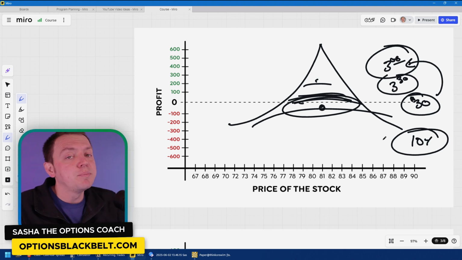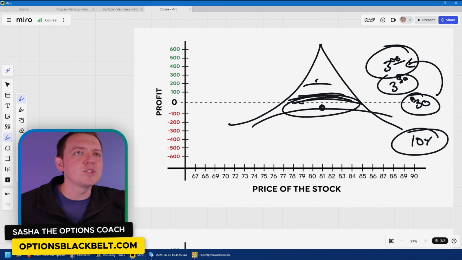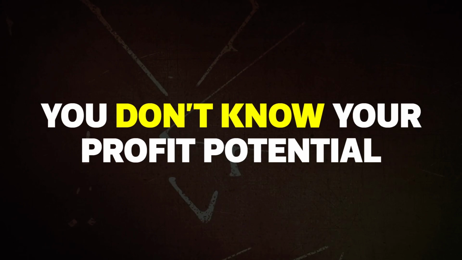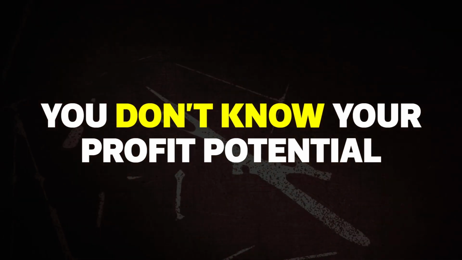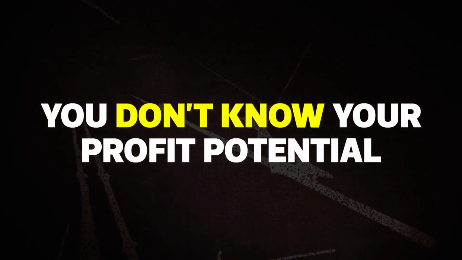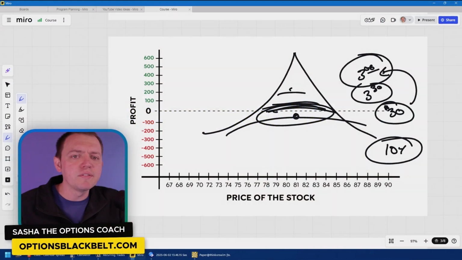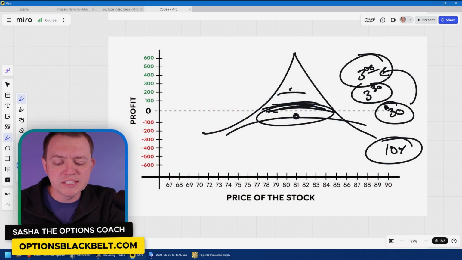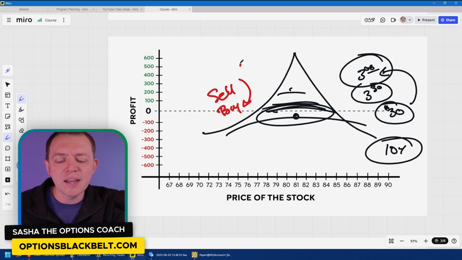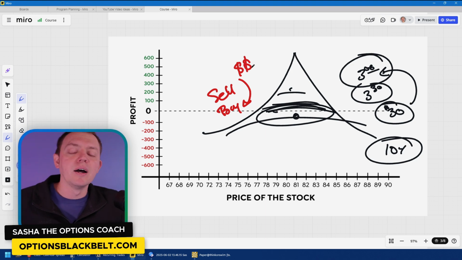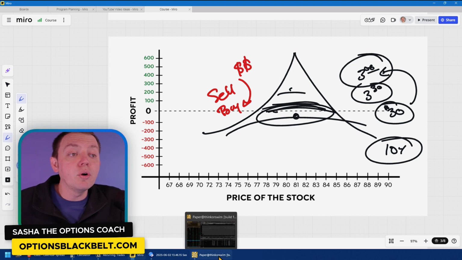So anyways, the beauty behind these calendar spreads, and why so many people don't like them, is because of the unknown profit potential. You don't know your profit potential, because when you go in and you sell one of these months, and then you buy another one, you don't know what the back month value will be at any given time. So you don't know your profit potential.